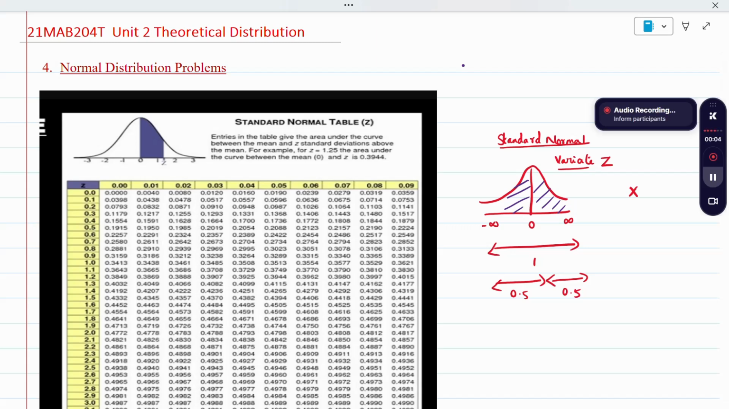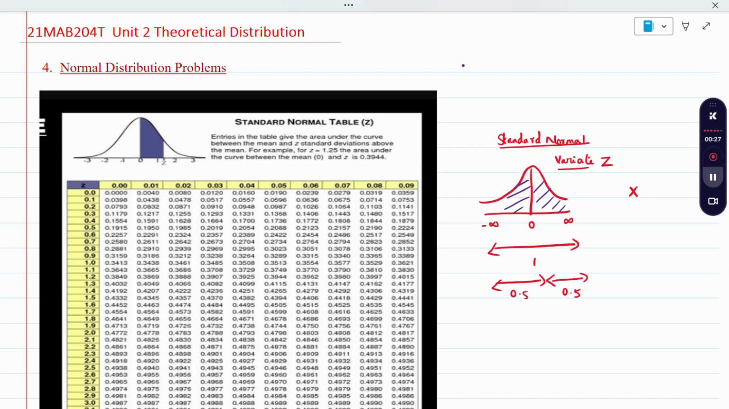Hi all, today's topic is normal distribution. This is called the standard normal variate table, a table of values. Ready-made table values are available. The diagram for the standard normal variate has this shape, like a bell shape, and it is symmetric, satisfying some properties.